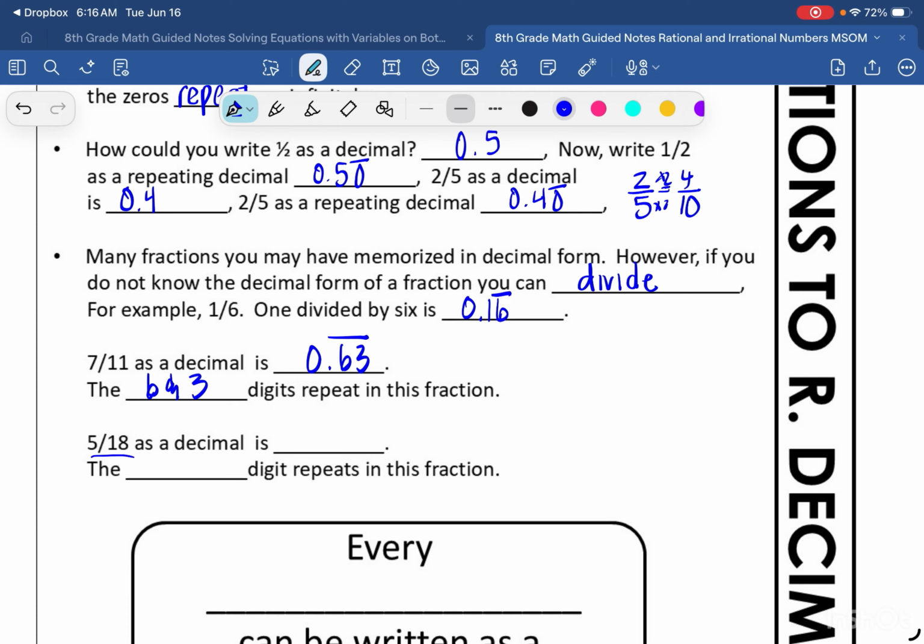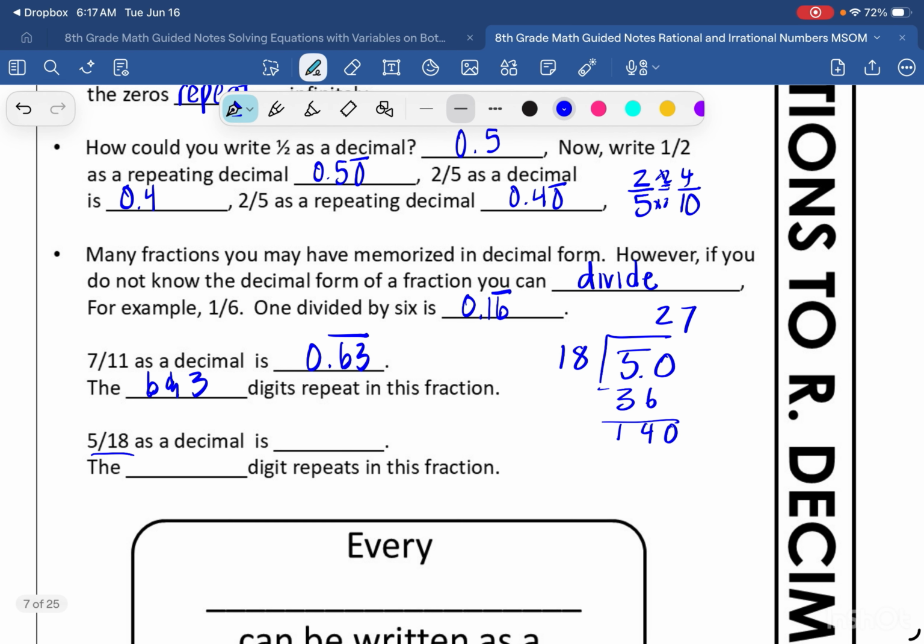5/18 as a decimal. I'm going to divide that. So 5 divided by 18. 18 goes into 50 twice. 18 times 2 is 36. Subtract that, I get 14. Bring down the 0. 18 goes into 140 7 times. 18 times 7 is 126. I subtract, I get 14, bring down the 0, and I am going to see that this pattern is just going to repeat. 5/18 is 0.2777 repeated. The 7 digit repeats in this fraction.